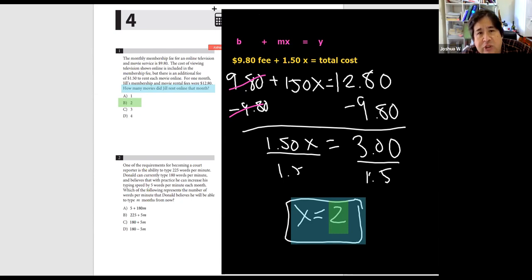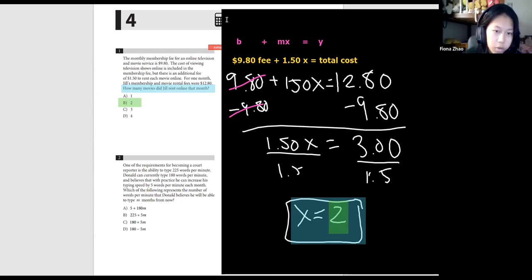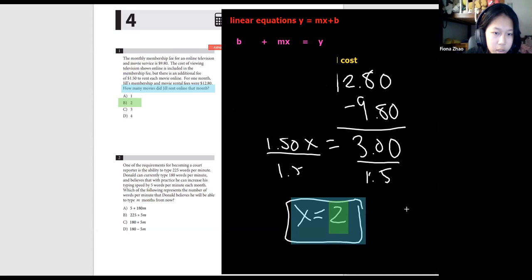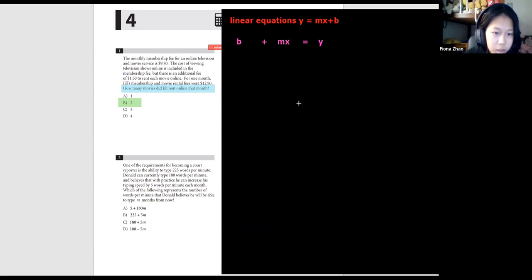Another linear equation. One of the requirements for becoming a court reporter is the ability to type 225 words per minute. Donald can currently type 180 words per minute and believes that with practice, he can increase his typing speed by 5 words per minute each month. Which of the following represents the number of words per minute that Donald believes that he will be able to type n months from now?